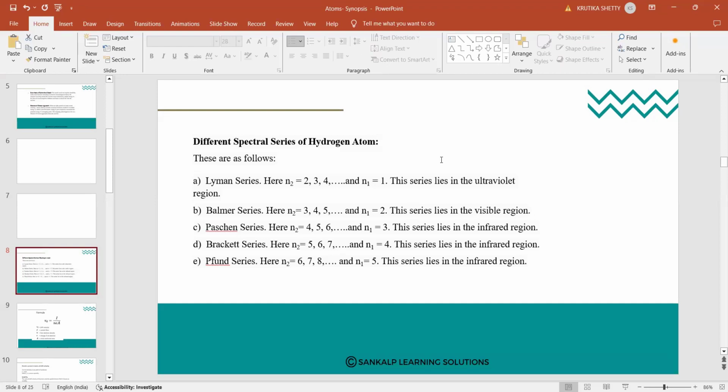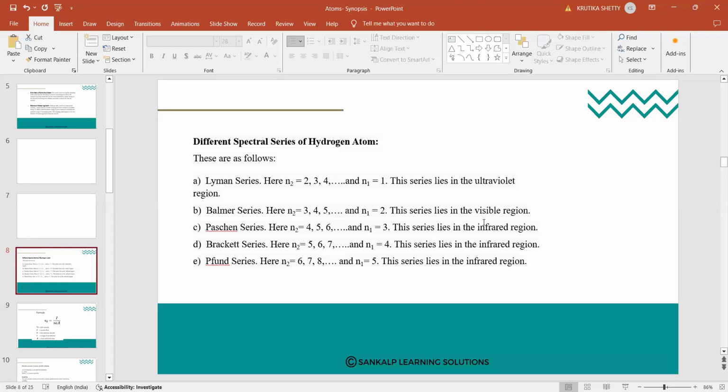So we have different regions in the electromagnetic waves. We have studied this. So there are a total of 7 spectral series. The Lyman series is in the ultraviolet region. Then the Balmer series is in the visible region, Paschen series in the infrared region, Brackett series infrared, and Pfund also is in the infrared.